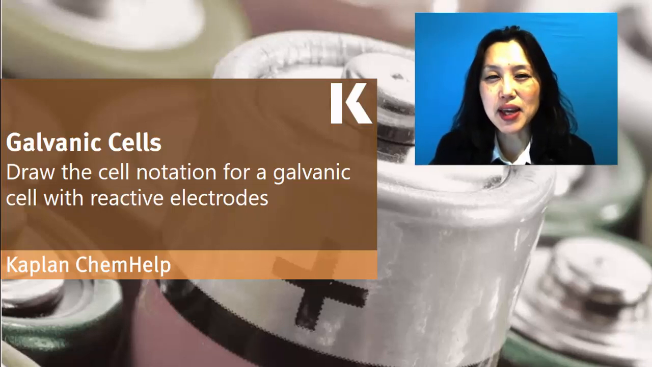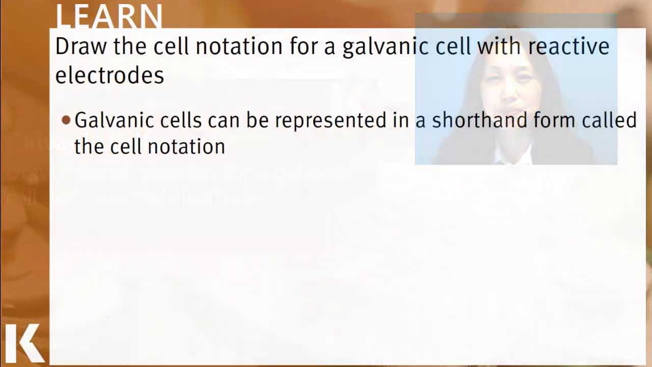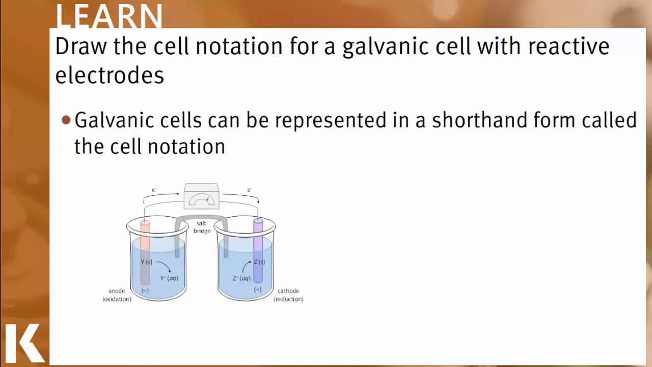My name is Chem, and in this video we'll be working through the steps in drawing the notation for a galvanic cell with reactive electrodes. Previous lessons in this series focus on explaining the components in the setup of a typical galvanic cell with the beakers and wires and salt bridges.